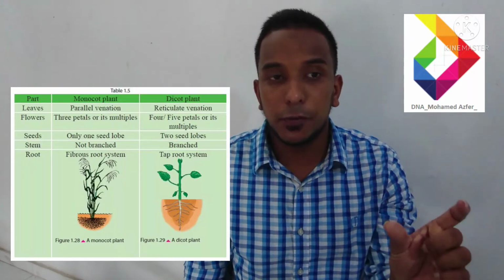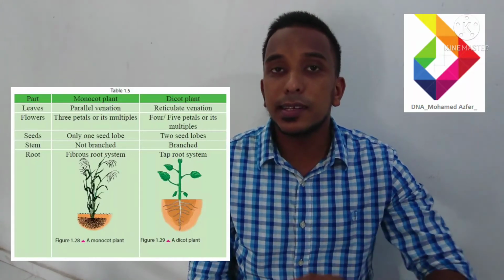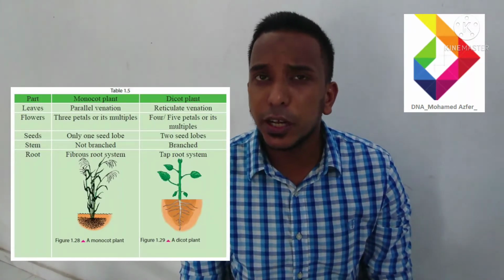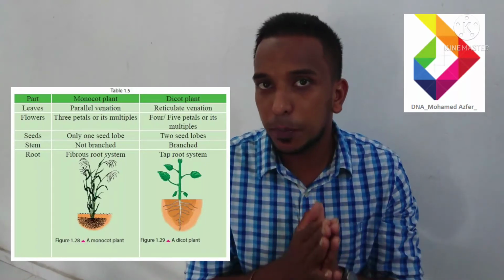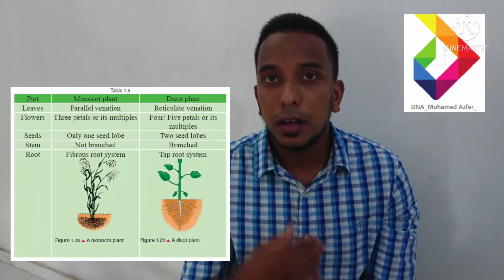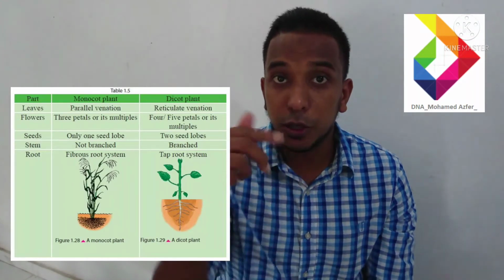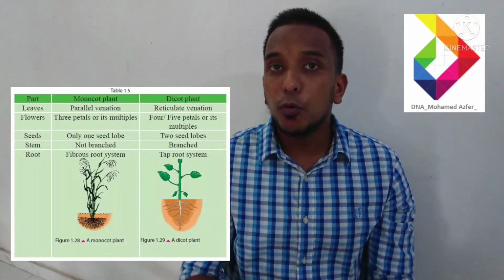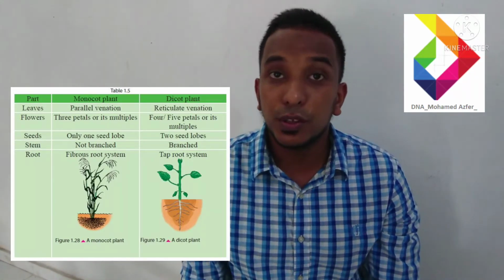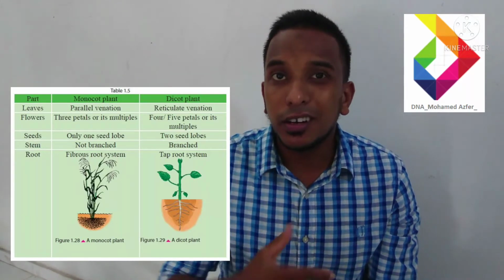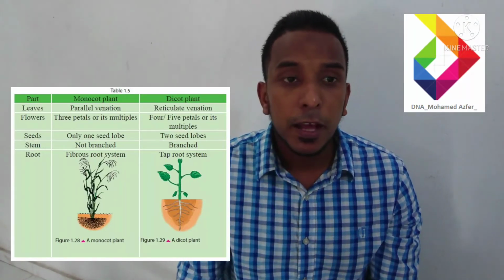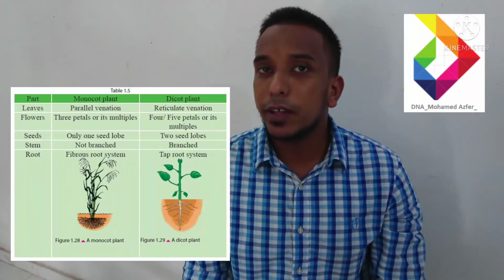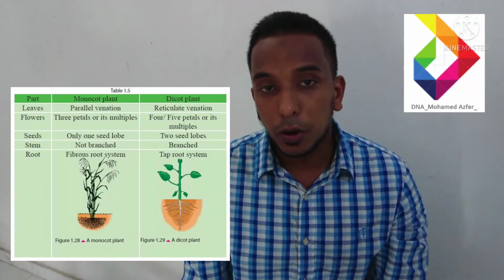The first part is the leaf. In monocotyledonous plants, it is parallel venation. I think in chapter number 1 I explained what parallel venation is, and if you have not watched the video of chapter number 1, I have included the link in the description below, so you can click the link and watch chapter number 1 before you look into this video. I have explained the leaf structure and the venation types there. So parallel venation is present in monocotyledonous plant leaves, and reticulate venation is present in dicotyledonous plant leaves.